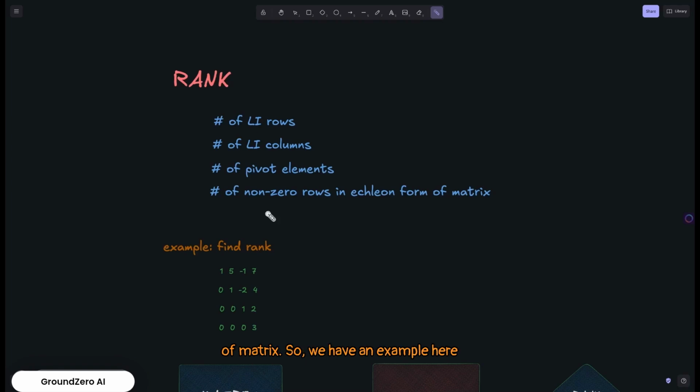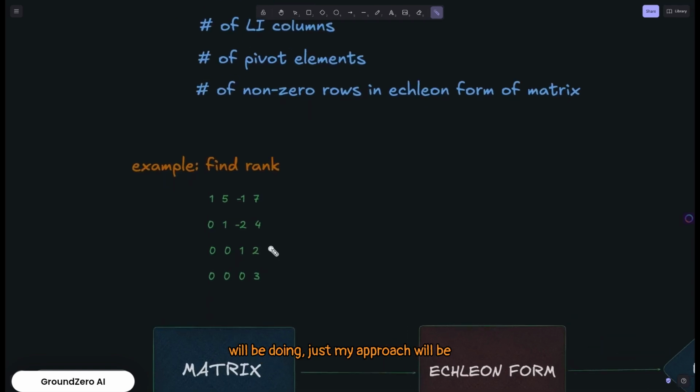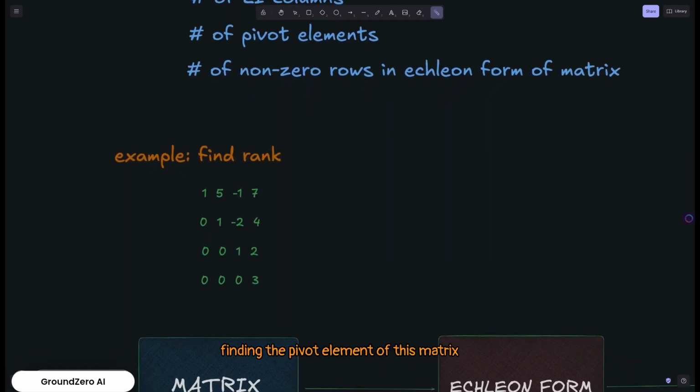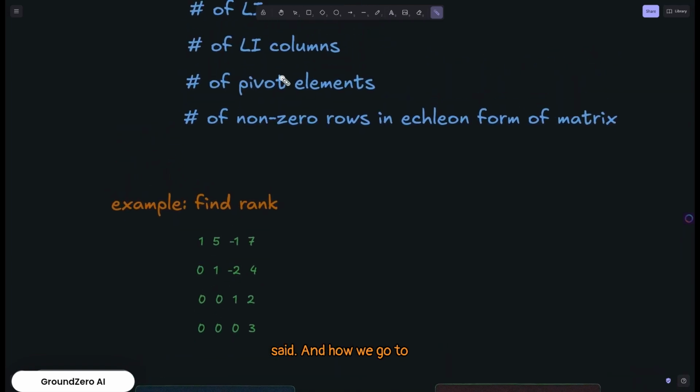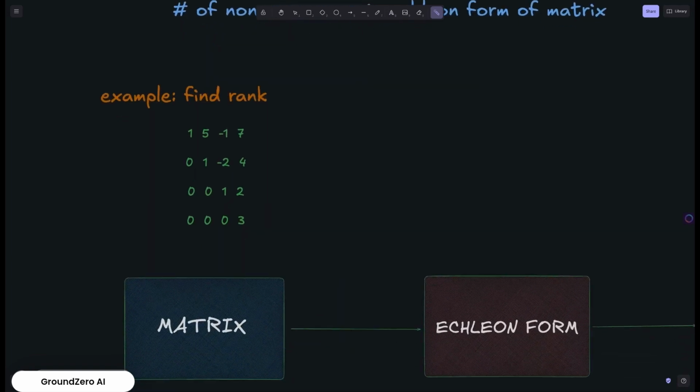So we have an example here where we need to find the rank. My approach will be finding the pivot element of this matrix for each row, and we'll calculate the rank. For this first row, we have this non-zero leading entry. So this is one pivot element. For the second row, this one is also a pivot. For the third row, this is also a pivot, and 3 is also a pivot. So for this matrix, we have rank as 4, right? So this is a way to calculate rank.